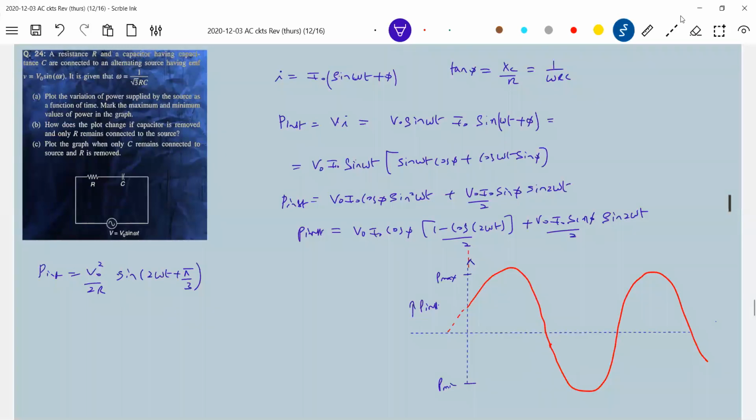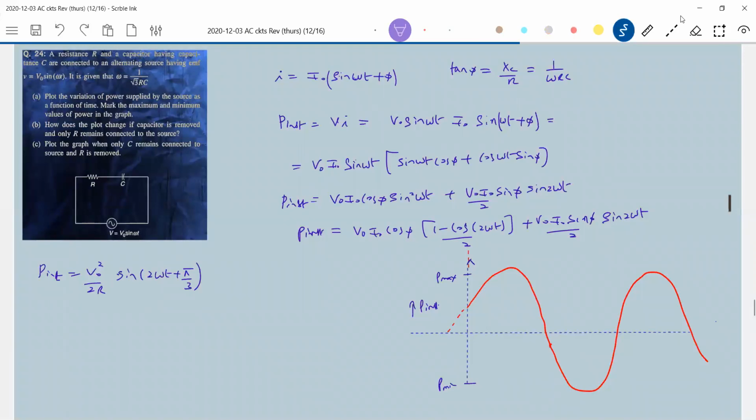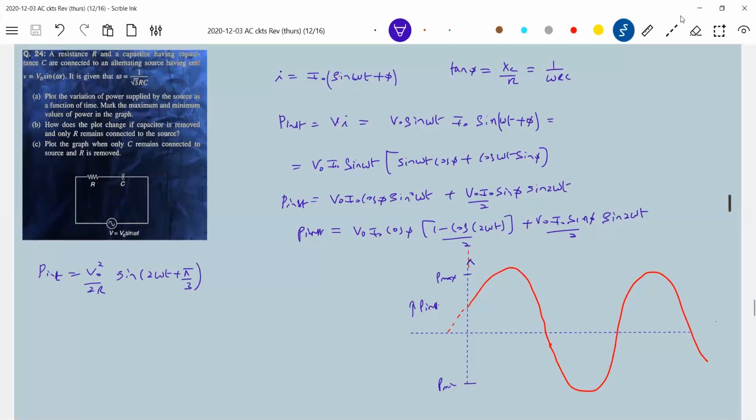At what instant of time? Any trigonometry will get the maximum value. T equals 0 should not be the maximum. Somewhere V naught square by 2R should be maximum when that sine term becomes 1. Okay, this everything is 1. So then if this is 1, V naught square by 2R. Minimum power, minus V naught square by 2R.